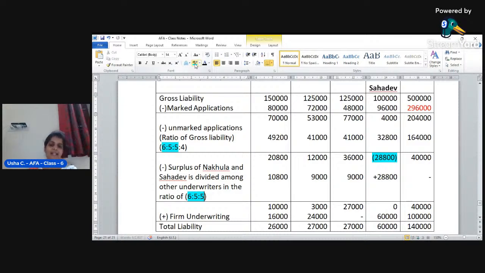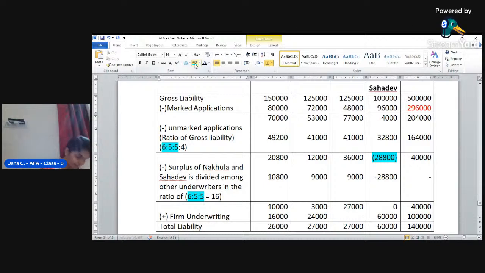How to calculate that? As I have shown you, when there is a ratio, you should take the total. 6 plus 5 plus 5 means 16. Total ratio is 16. Out of total 16 rupees, 6 rupees belongs to Yudhishthira, 5 rupees belongs to Bhima, and the other 5 rupees belongs to Arjuna. Okay.